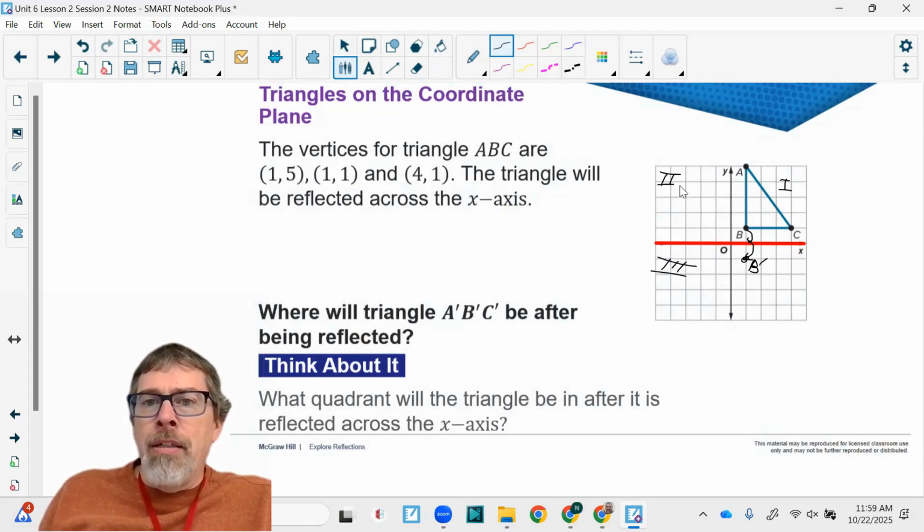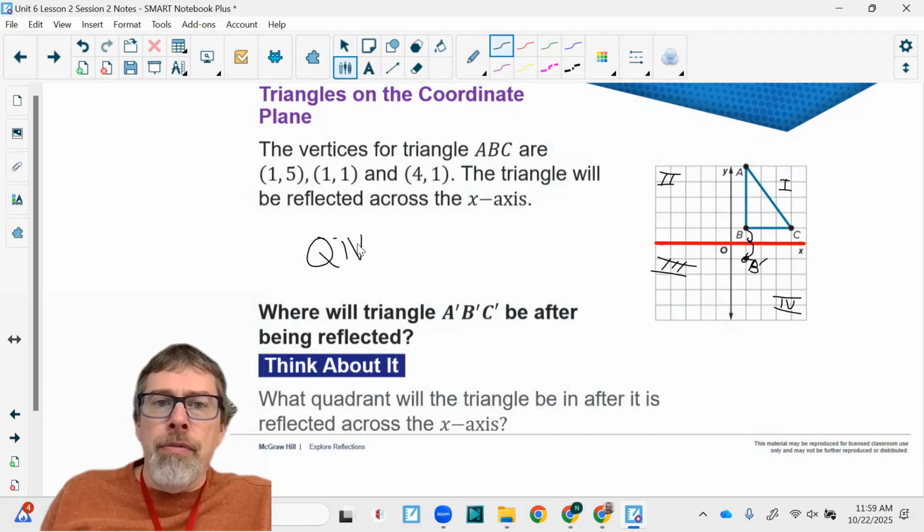I'm not in 2 or 3. I will be in quadrant 4. What quadrant will the triangle be in? Q4. Quadrant 4. Okay.